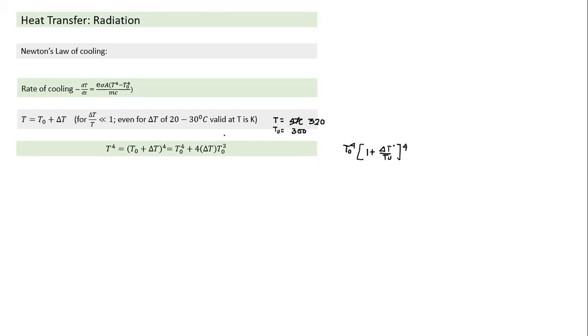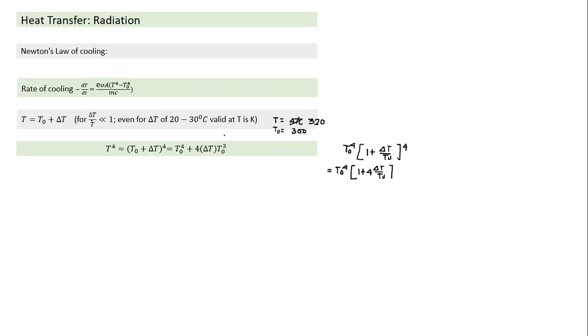And this term is much less than 1, so I can use the approximation. So it becomes equal to T naught raised to power 4, times 1 plus 4, since this power comes in here, delta T by T naught, and I multiply to get this number. Basically the derivation is not important, but this kind of approximation is useful in many other cases also. So this T4 can be written in terms of T naught and delta T.